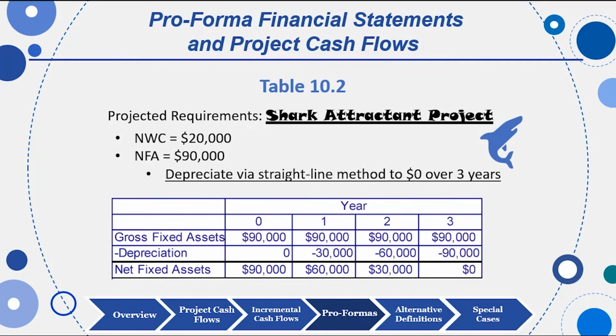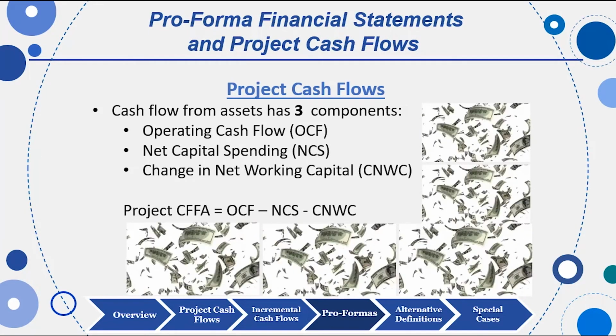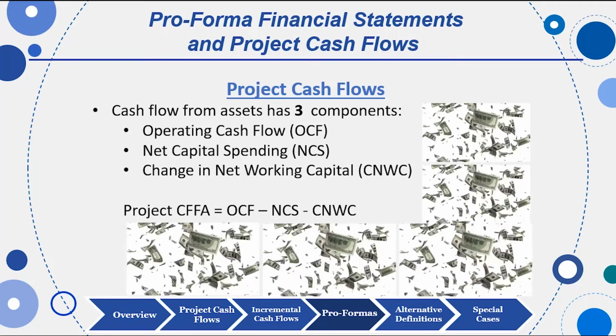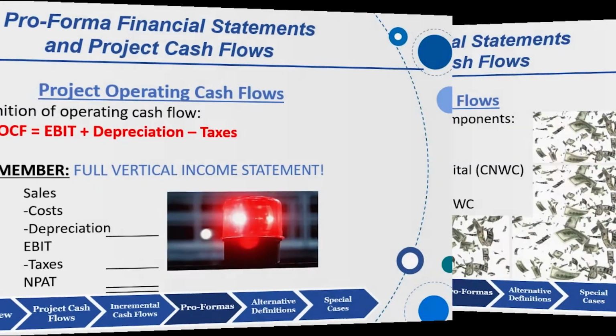Then we build a balance sheet real quickly. Gross fixed assets are $90,000, $90,000, $90,000, $90,000. That does not change. From that, I have accumulated depreciation of 0, then accumulates 30, 60, and 90. And then my net fixed assets depreciate from $90,000 in gross fixed assets today down to 0 in net fixed assets by the end of the 3rd year on straight line depreciation. So it's very simple to do these 3. And then we would also add in any working capital to the statement of cash flows when calculating our CFFA, because it's OCF minus NCS minus CNWC.